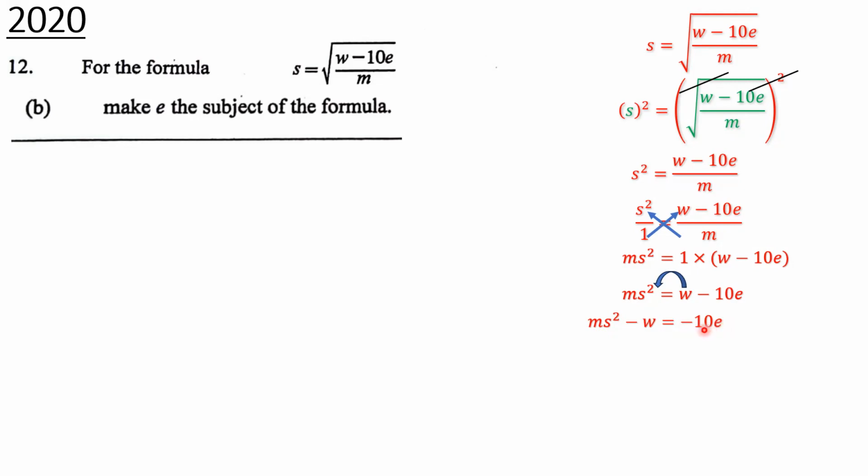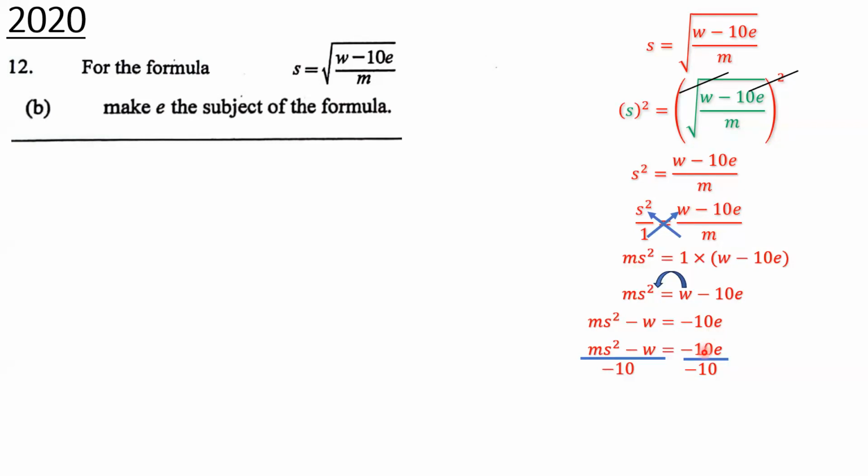And so we need to get rid of this negative 10e because that's the only thing that's on the side of e, but we want e to be by itself. So we need to get rid of this negative 10. Negative 10 is multiplied to e, so we're going to do the opposite of that, which is division. So we're going to divide both sides by negative 10.